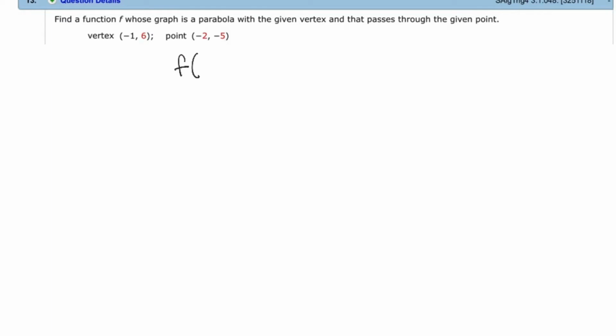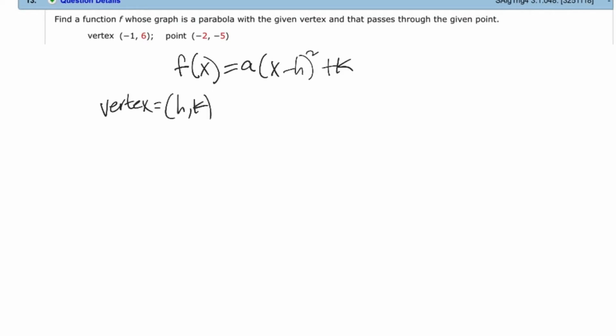If we use the form f(x) = a(x - h)^2 + k, then we can begin to fill in some of the details for this function. For instance, we know that the vertex occurs at (h, k). Since the vertex is (-1, 6), we know then that h must be -1 and k must be 6. So we will fill these values into our function.